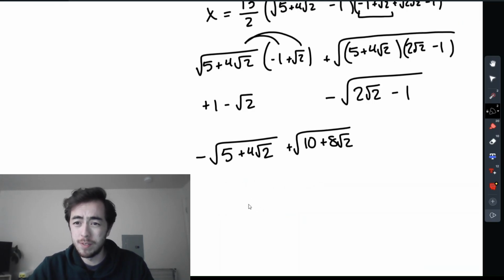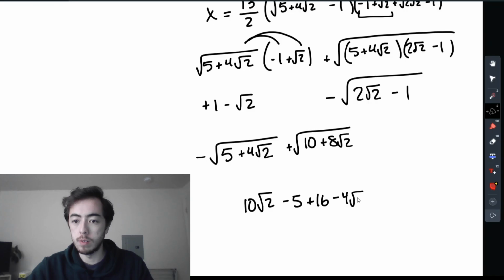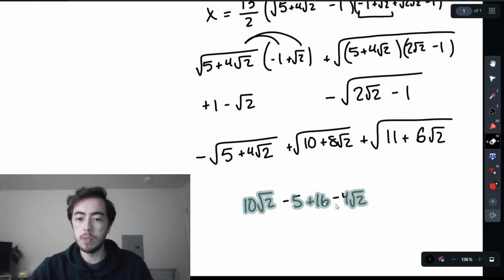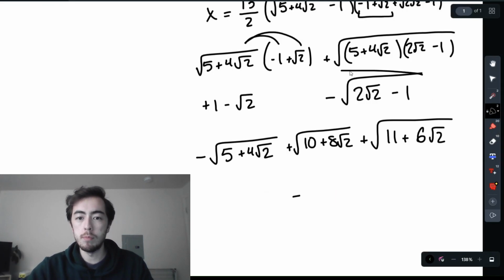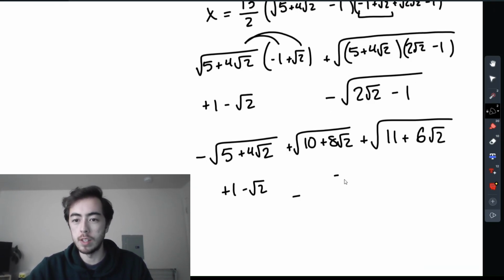First times the first is 10 root 2. Outside terms give a minus 5. Inside terms is 8 times 2, which is 16. Last is minus 4 root 2. So it's, I guess, kind of convenient that these combine to an 11, and then these combine to a 6 root 2. And then I don't think there's really much else I can do to the bottom ones here, so I'll just keep them the same. Plus 1 minus root 2, then minus root 2 root 2 minus 1.